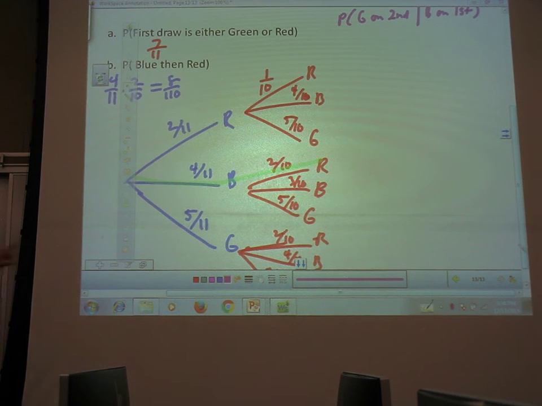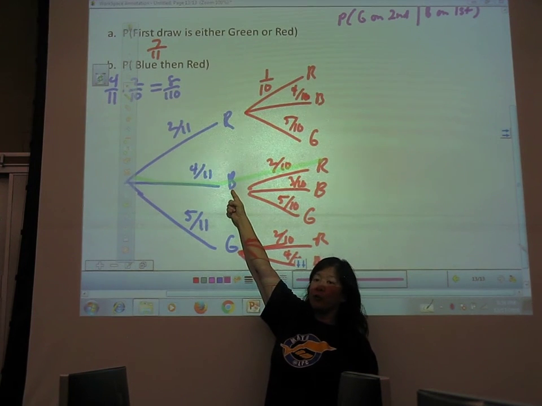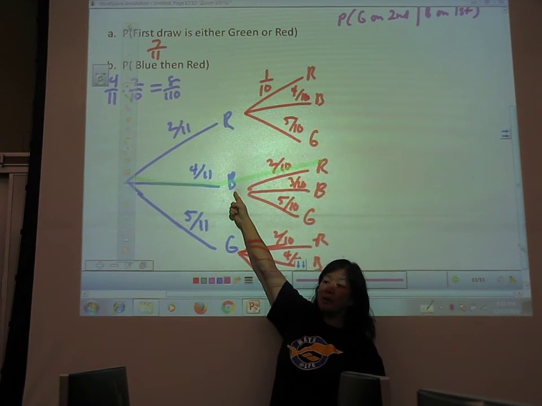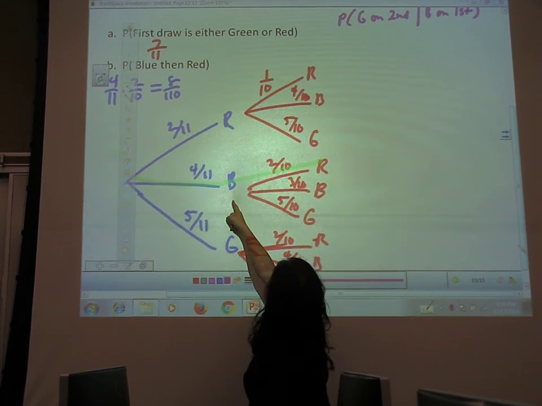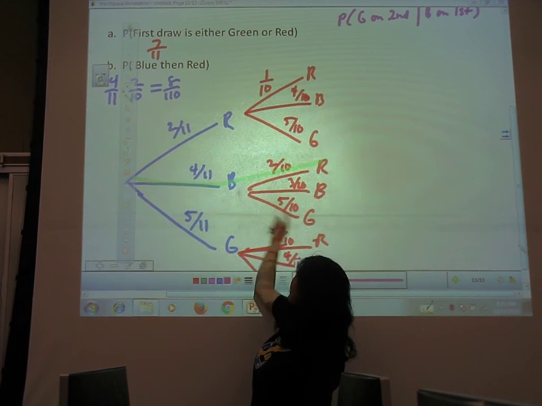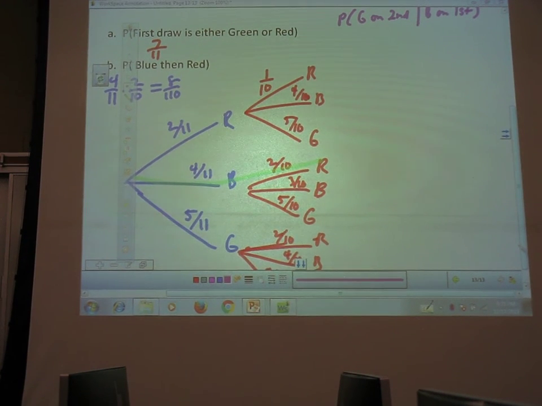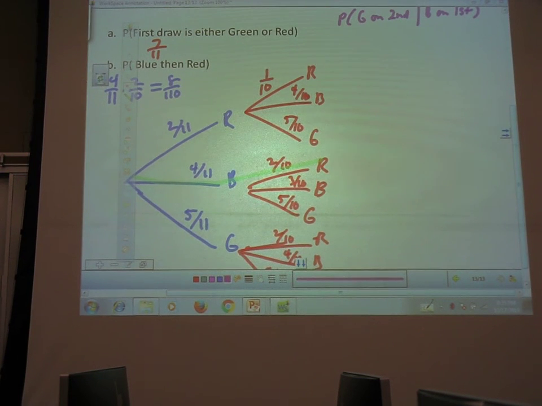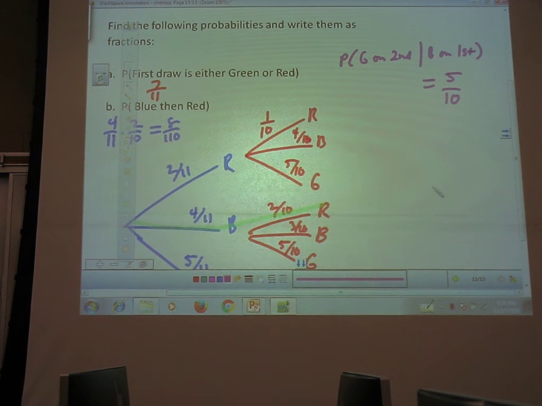So here, I am standing right there. This happened. I'm giving you that. I'm saying, I drew a blue one first. That's information. You know it's happened. 100% I'm here. What's the probability I draw a green one? 5 out of 10. Yep. So that's your answer, just 5 out of 10. Straight up, that's it.